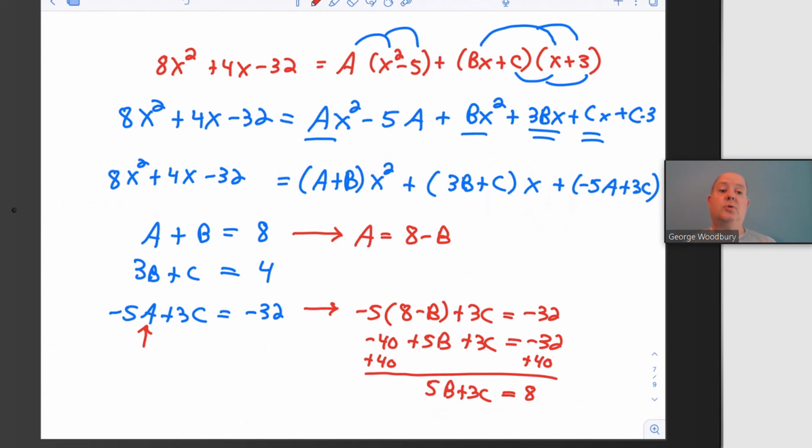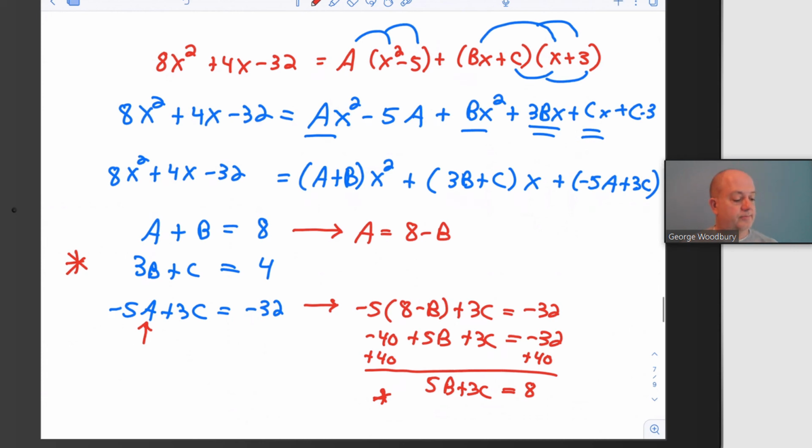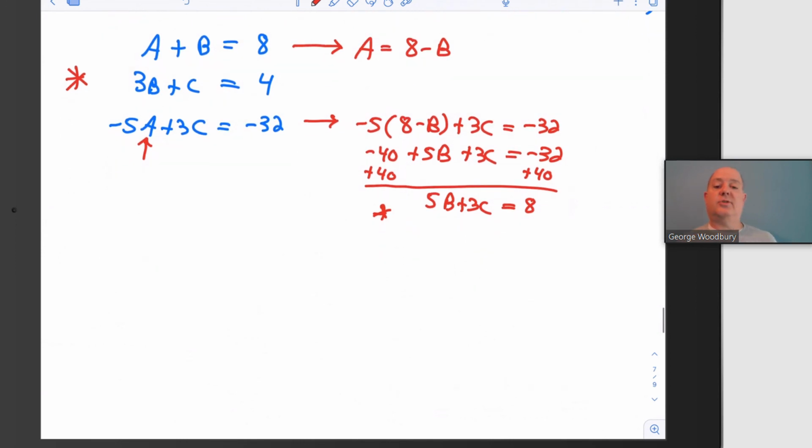So I do have 2 equations that just have B and C in them. And I can come up with the solutions for B and C, and then I can back substitute to figure out what A is. Let's give this a try. By the way, remember our values for A, B, and C we found to be 7, 1, and 1.